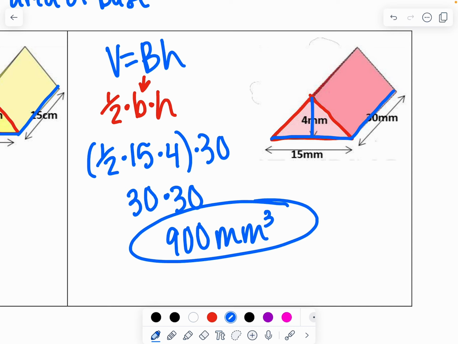Okay. So this capital B, that is like having a formula within a formula, because the area of the base, we have to use the area formula to find the volume.